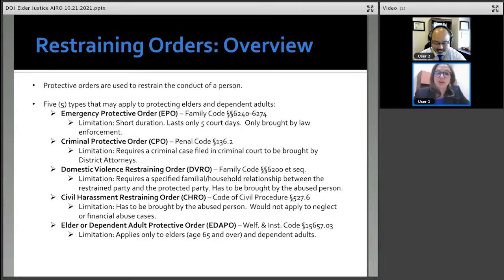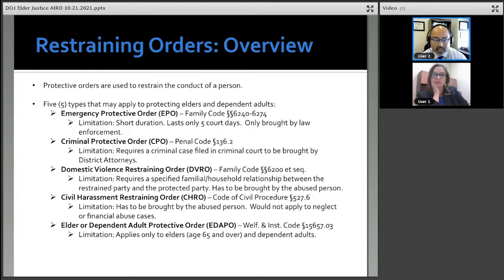Ray, would you like to start? Yes, thank you, Julie. And thank you for that introduction, Shelley. What we have here on this slide is an overview of the different types of restraining orders that one may pursue if applicable. At least in California, there are generally 5 types that might apply to protecting elders and dependent adults. The first one on this list is an emergency protective order.